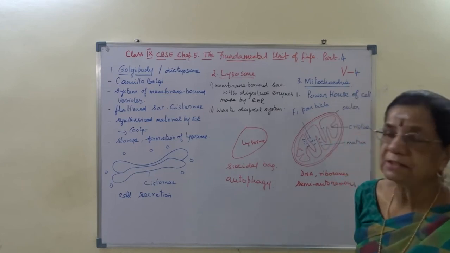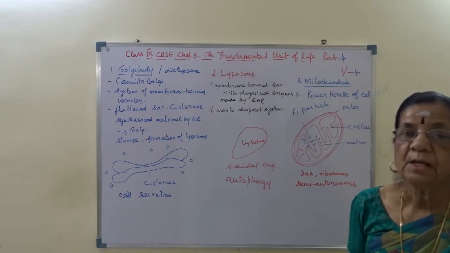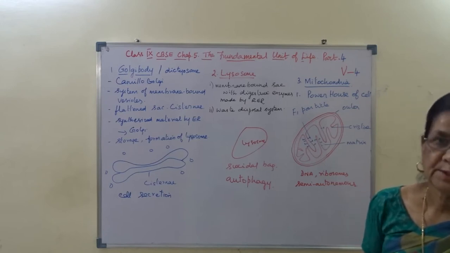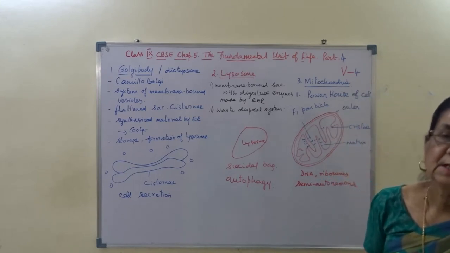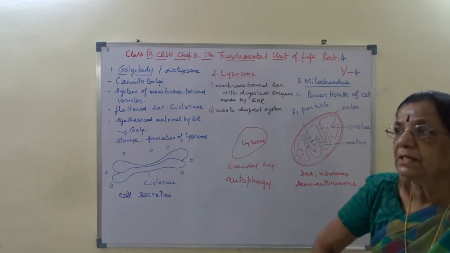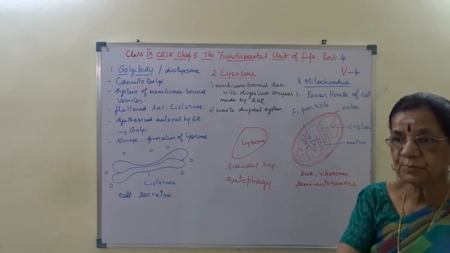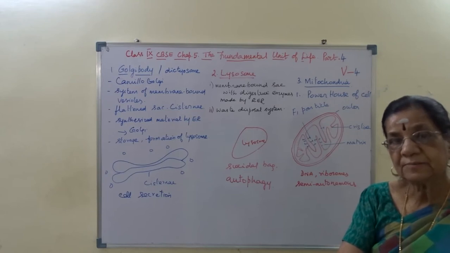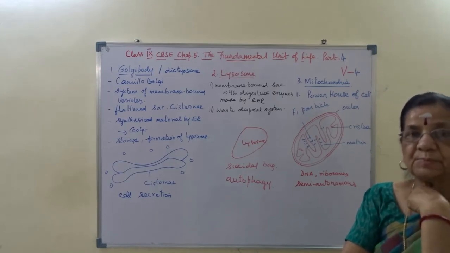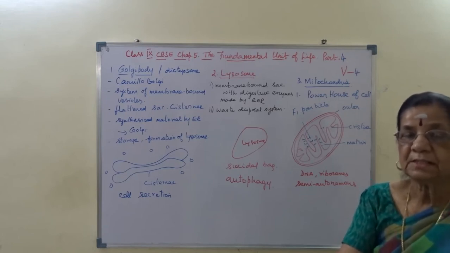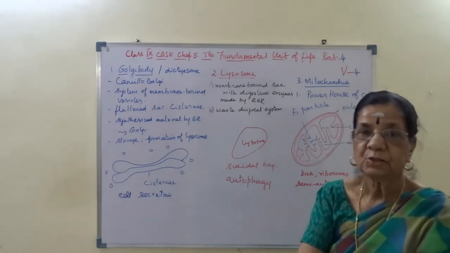Now what will you say? Who discovered Golgi body? Camillo Golgi discovered Golgi body. What is the other name of Golgi body? Golgi complex, Golgi apparatus, and it is known as dictyosome in gland cells. Then what are cisternae? The flattened rod shaped sacs of the Golgi apparatus are known as cisternae. And the globular vesicles are also present in the Golgi body.